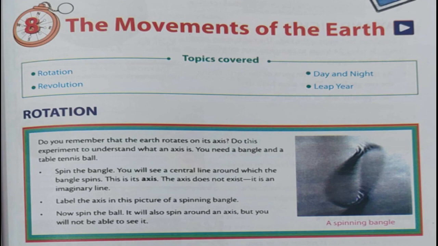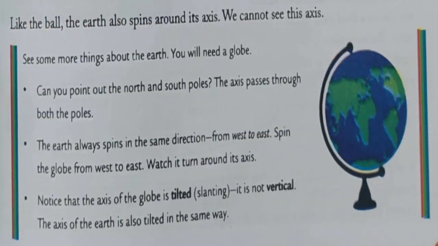This is its axis. The axis does not exist, it is an imaginary line. Label the axis in this picture of a spinning bangle. Now spin the ball. It will also spin around an axis, but you will not be able to see it. Like the ball, the Earth also spins around its axis. We cannot see this axis.